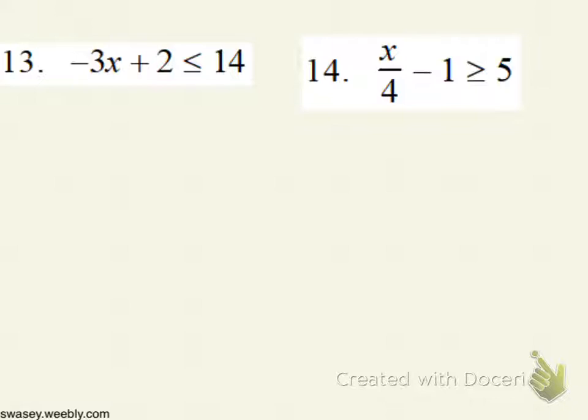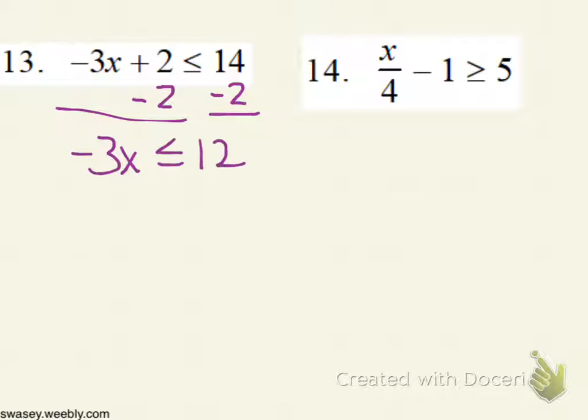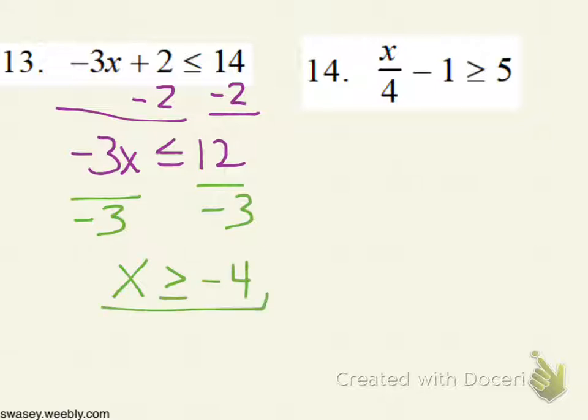Number 13, to get rid of plus 2, subtract 2. Again, we're getting rid of addition or subtraction first. And then we'll get rid of multiplication or division. To get rid of multiplying by a negative 3, we'll divide both sides by a negative 3. If you multiply or divide both sides of an inequality by a negative, you have to reverse your inequality.